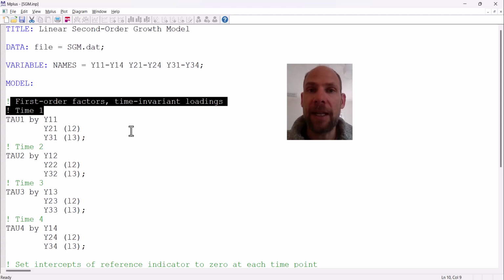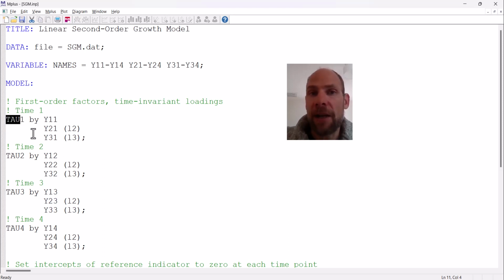If you're more interested in latent state-trait theory, then check out other videos on my channel where I discuss latent state-trait models in detail and how to specify them in Mplus. So this here is a first-order model with latent state factors, and therefore they're called tau, because that's how they're referred to in the context of latent state-trait theory. Oftentimes tau stands for true scores, in analogy to what we would do in classical test theory. And so here those are the latent state true score factors for each time point.